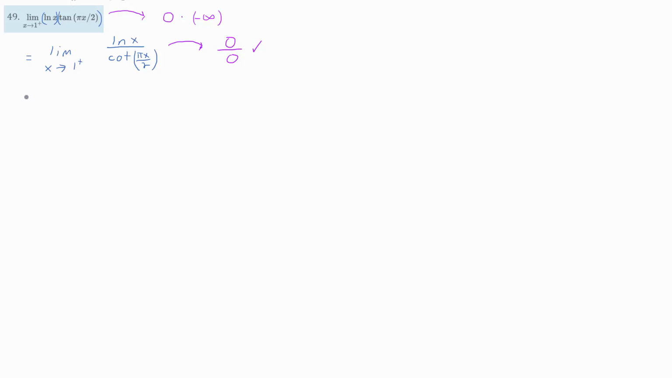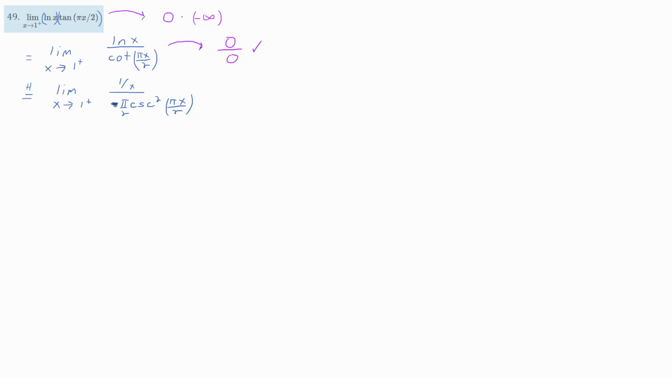Okay, so L'Hopital's rule. You can put an h above the equal sign to indicate you're applying L'Hopital's rule. Take the limit as x goes to 1 from the right. Take the derivative of the top, you get 1 over x. Derivative of the bottom: the derivative of tangent is secant squared, so the derivative of cotangent is negative cosecant squared. Then you need to apply the chain rule because the input was pi times x over 2. So take the derivative of the inner function, get pi halves out front with the negative as well.